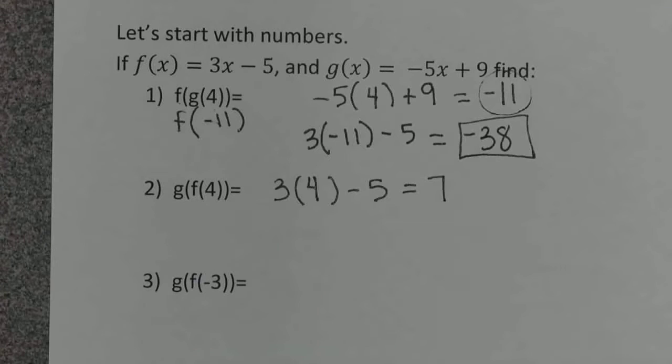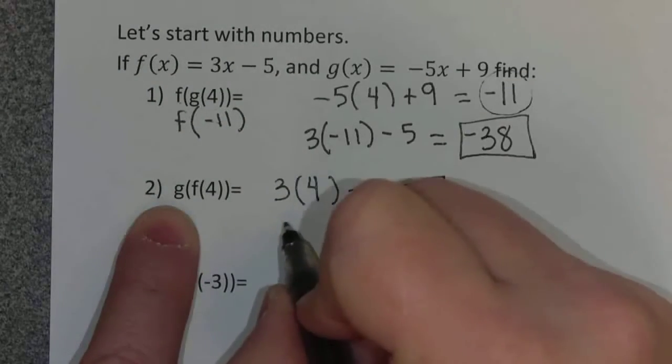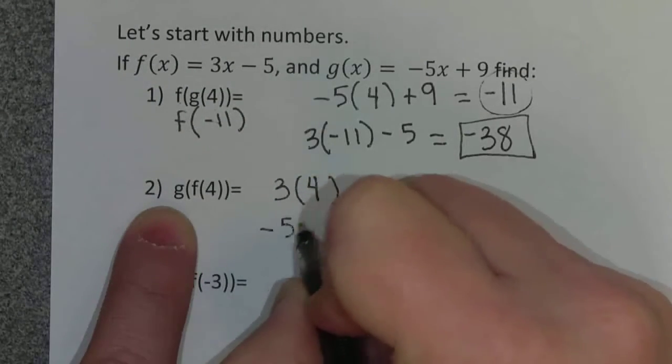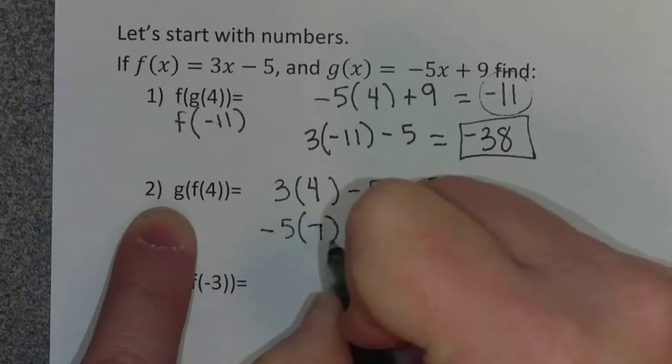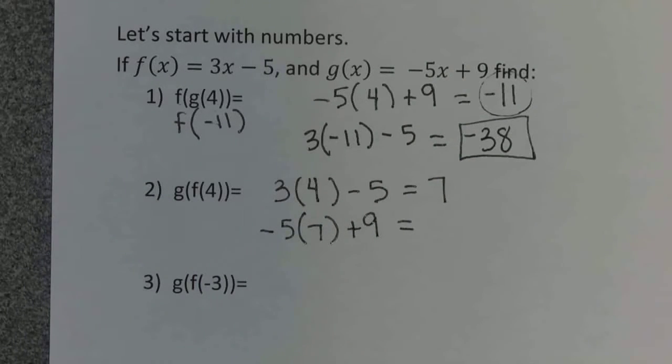And then what am I going to do with the 7? Plug it into g. So put it into the g function. So negative 5 times 7 plus 9. Let me know when you get that. It is negative 26. Okay.